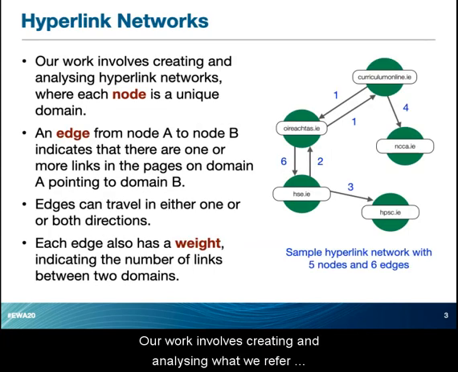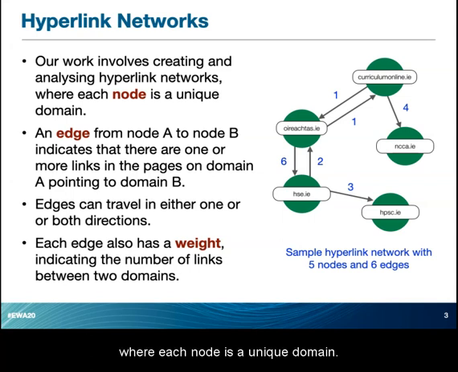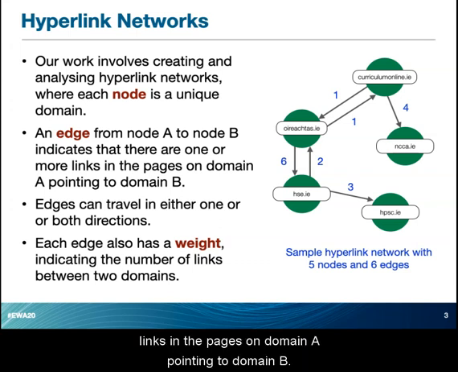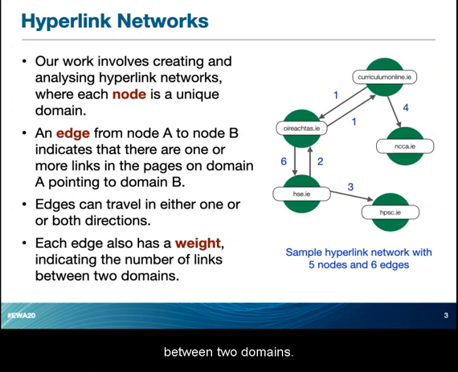Our work involves creating and analysing what we refer to as hyperlink networks. Here, each node is a unique domain. An edge from node A to node B indicates that there are one or more links in the pages on domain A pointing to domain B. Edges can travel in either one direction or both directions. Each edge also has a weight, indicating the number of links between two domains.